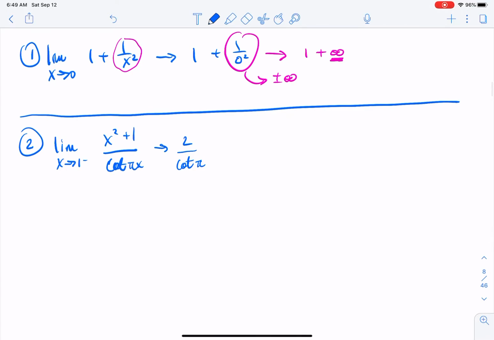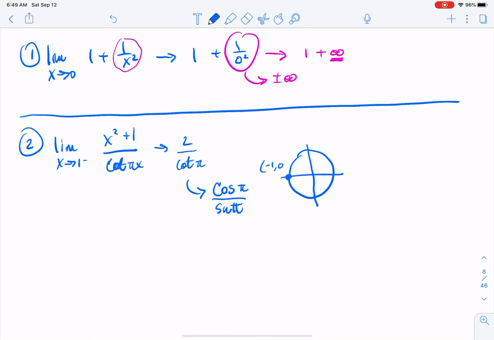So let's see. Cotangent, I want to think of as cosine pi over sine pi. So maybe I look at a unit circle here, and at pi, that's over here on the left-hand side. It has the coordinates negative 1, 0. Cosine is negative 1, and then sine pi is 0. I have a number that's not 0 divided by 0. I know that that's going to a positive or negative infinity.